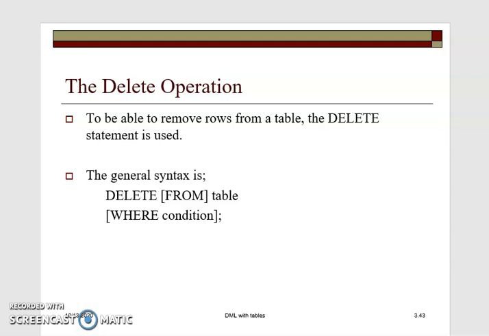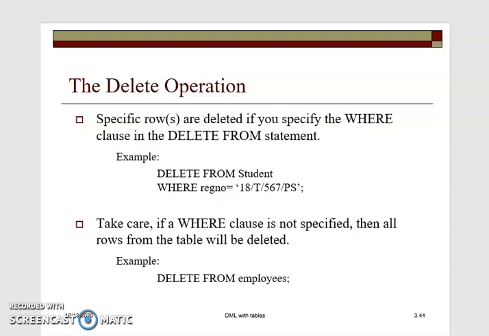You delete from a table and you specify which particular rows you want to delete. Otherwise, if you say delete from student and you don't specify, everything will be deleted. So specific rows are deleted if you specify them with the where clause. In this syntax, you say delete from student where the registration number is that, so that particular student will be the one to be deleted. So take care: if the where clause is not specified, then all the rows of the table will be deleted.